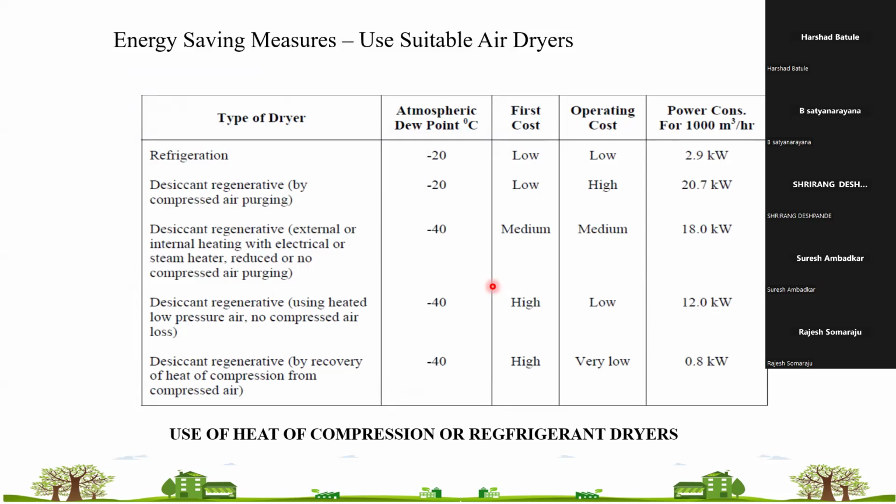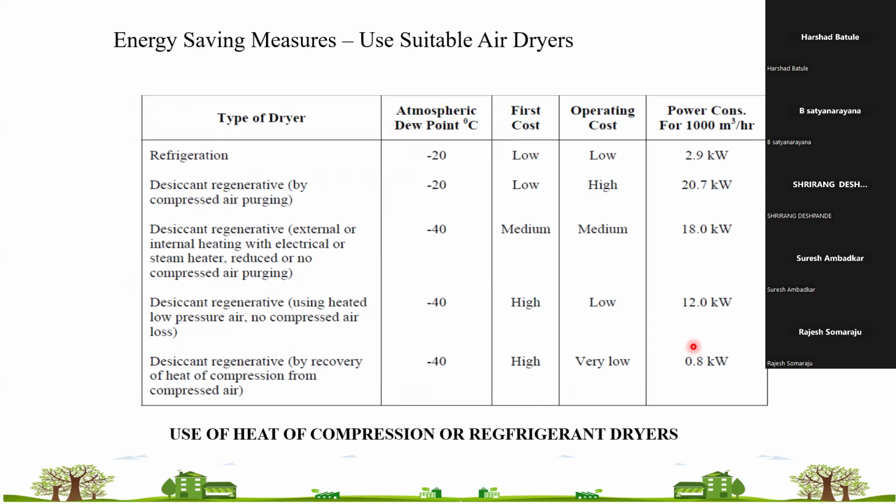Whatever dryers we have seen, majorly there are multiple dryers used. There are refrigeration dryers, then desiccant dryers, then regenerative dryers, desiccant regenerative, then heat of compression dryers. Nowadays refrigeration dryers and heat of compression dryers are widely used, because with the heat of compression dryer, our power consumption is on the very lower side.